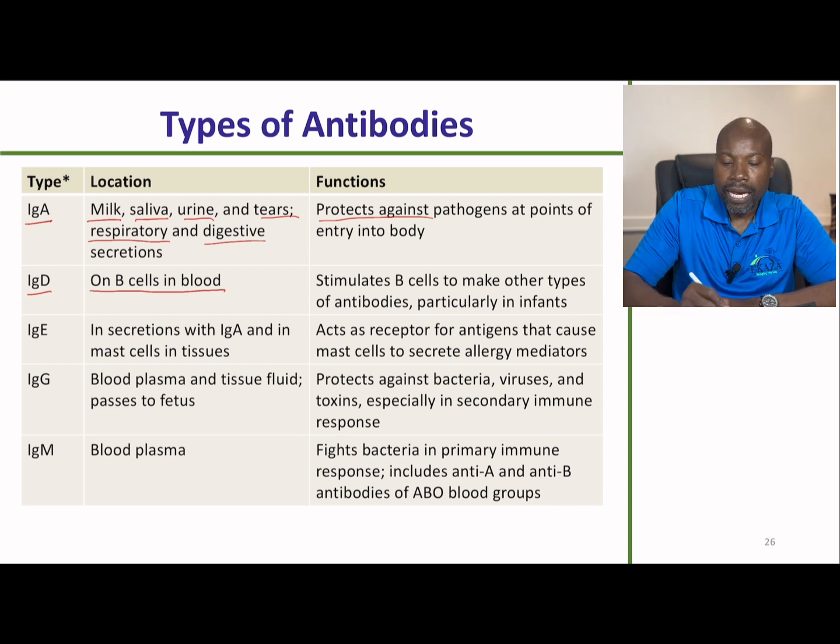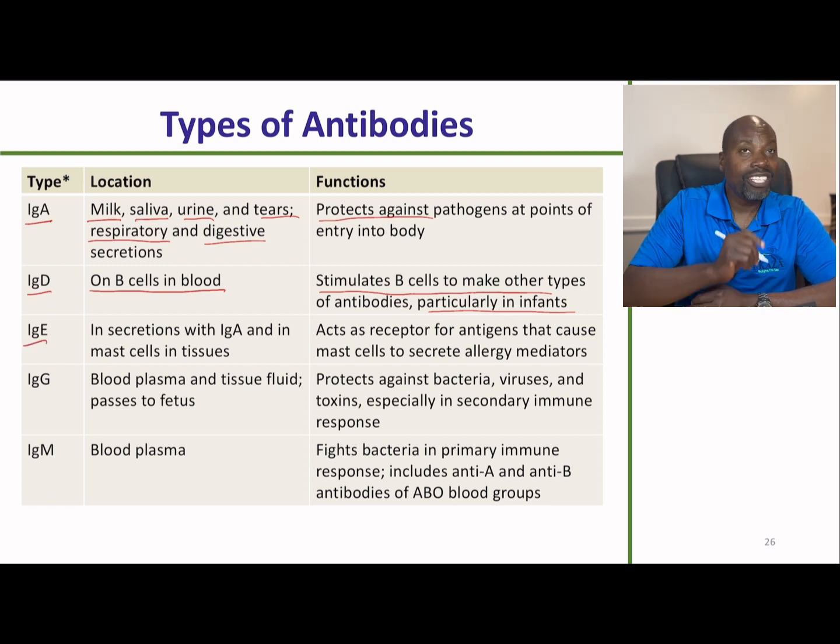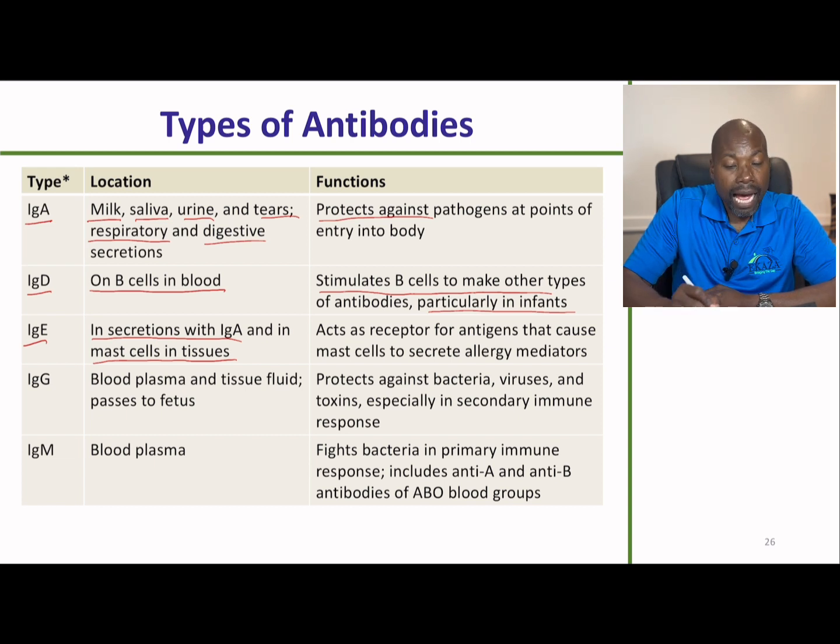So they are going to stimulate B cells to make other types of antibodies, and particularly in infants, right? We have IgEs. IgEs are associated with allergic reaction, right? They are going to be found in secretion with IgAs and in mast cells, right? They act as receptors for antigens, right? And they are involved in allergic reaction.